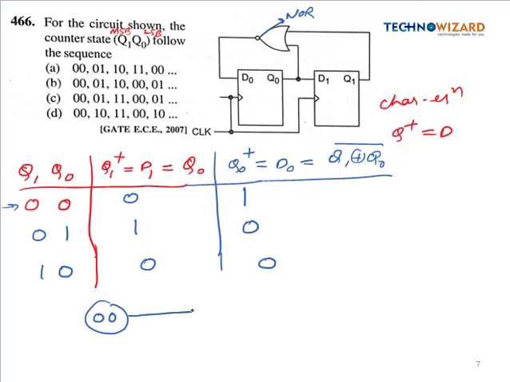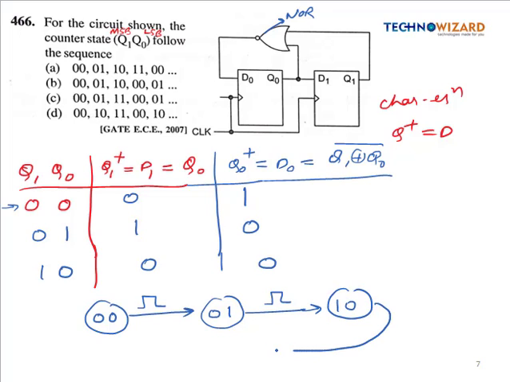After the first pulse is given, 0 0 will become 0 1. Then 0 1, after the second pulse, will become 1 0, and if again any pulse is given, then it will go back to 0 0. So our sequence is 0 0, 0 1, 1 0, and 0 0. So this is matching with option B.